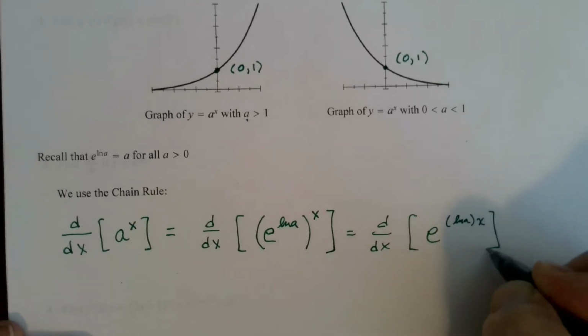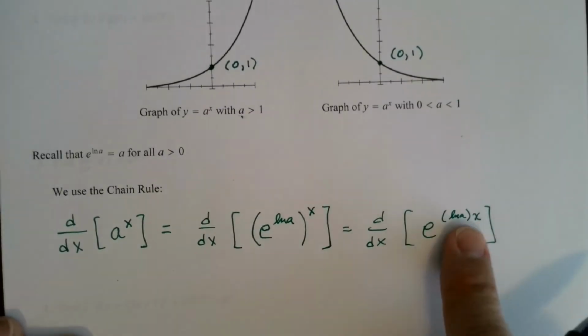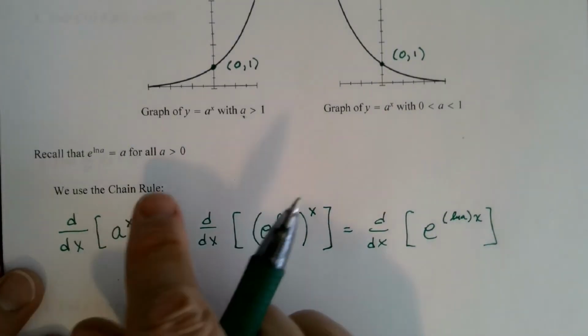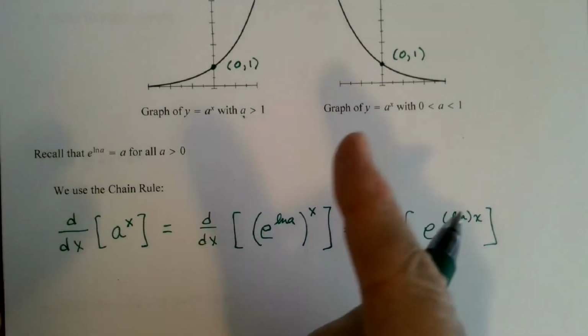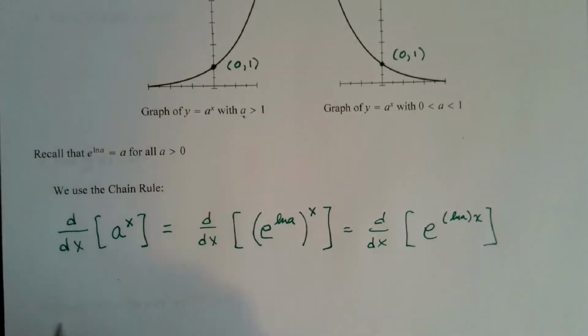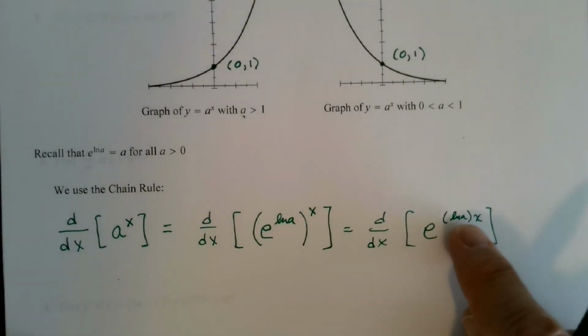Natural log of a times x. Okay. Now remember, the natural log of a is a fixed value. A is any real number greater than 0, not equal to 1. Right? So a could be 1/2, a could be 2, a could be 3, or whatever. And so if a is 2, then natural log of 2, that's a real number. Natural log of a is a real number.